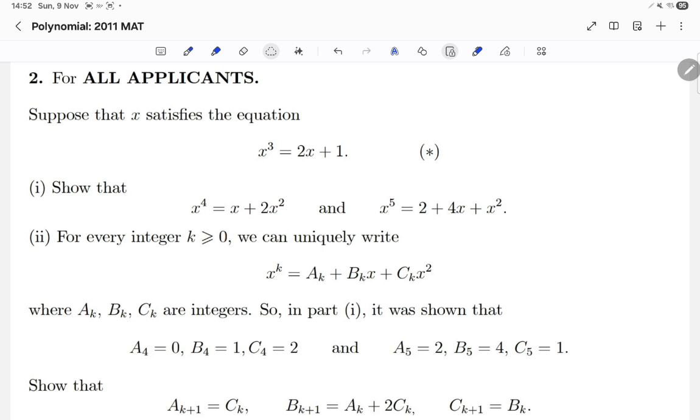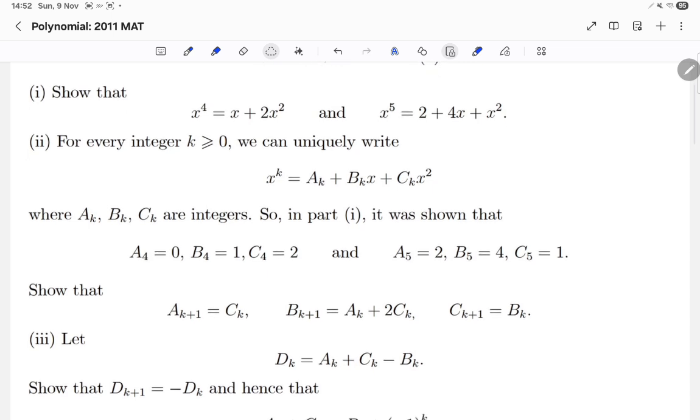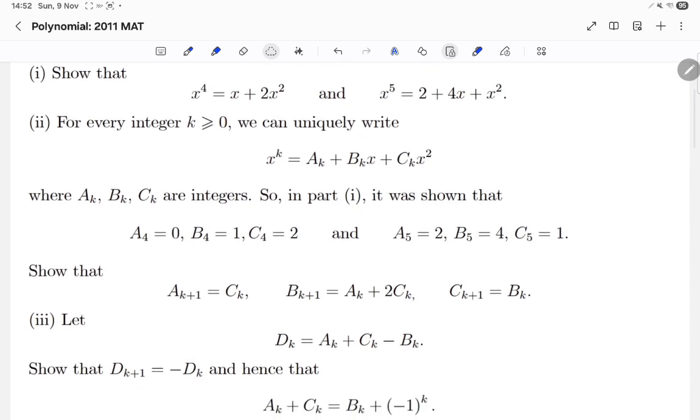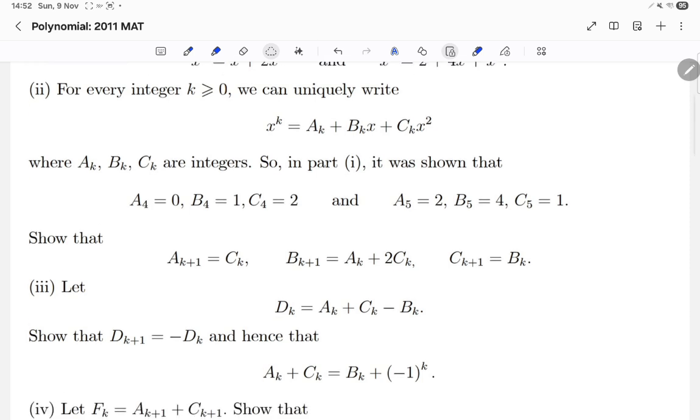Part 2. For every integer k greater than or equal to 0, we can uniquely write x to the k is equal to ak plus bkx plus ckx squared, where ak, bk and ck are integers. So in part 1 it was shown that a4 is equal to 0, b4 is equal to 1, c4 is equal to 2, and a5 is equal to 2, b5 is equal to 4, c5 is equal to 1. Show that ak plus 1 is equal to ck, bk plus 1 is equal to ak plus 2ck, and ck plus 1 is equal to bk.